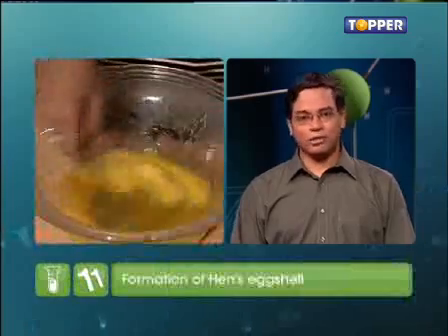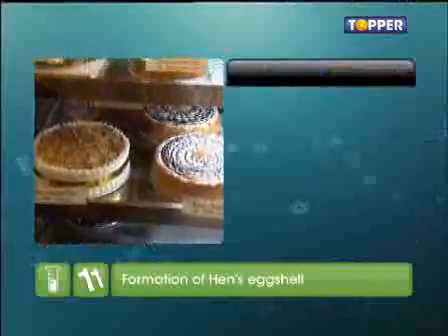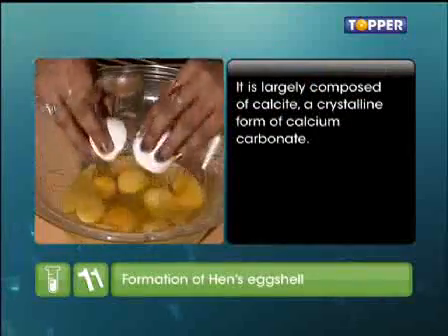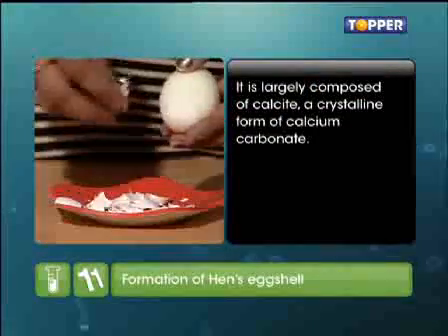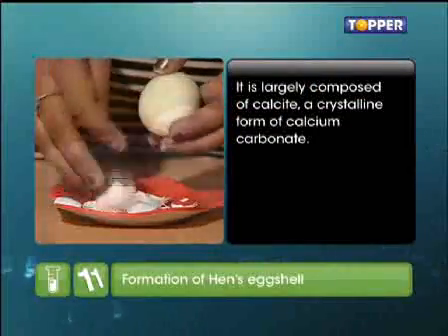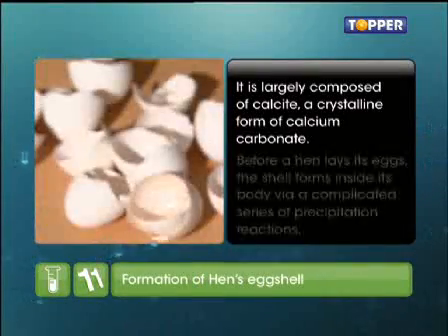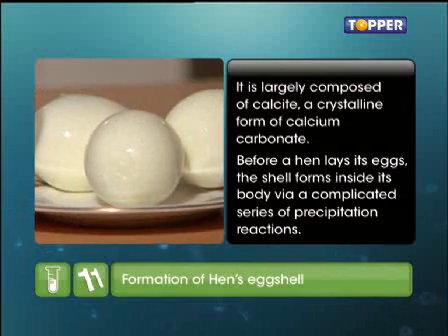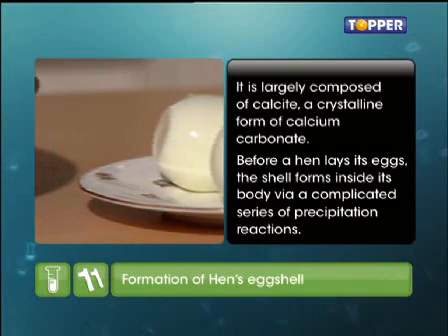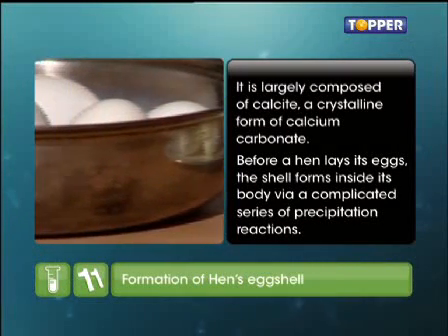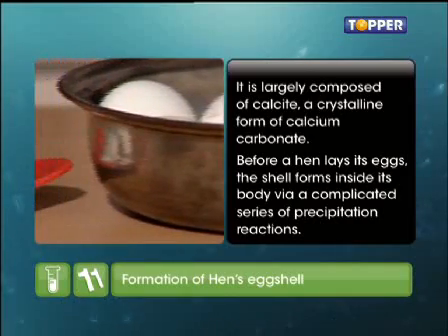Remember in the beginning of the show, we had talked about the composition of a hen's eggshell? Well, it is largely composed of calcite, a crystalline form of calcium carbonate. Before a hen lays its eggs, the shell forms inside its body via a complicated series of precipitation reactions.